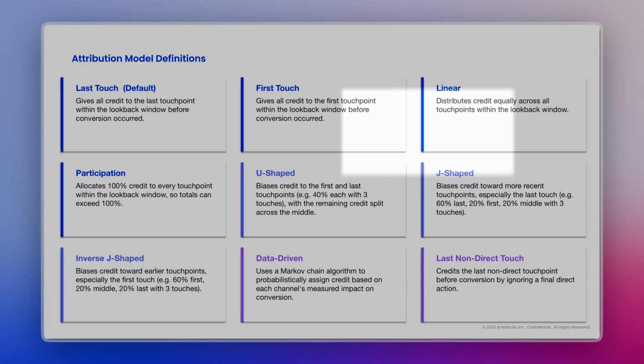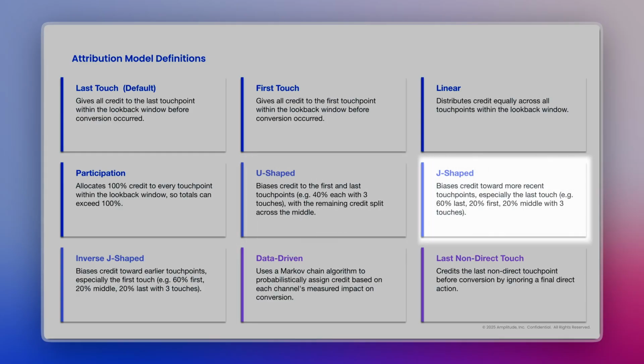Participation allocates 100% of the credit to every touch point within the look back window, so totals can actually exceed 100%. U-shaped will bias the credit to both the first and the last touch point. So for example, if there are 3 touch points, the first and the last will each receive 40%, with the remaining credit split across the middle, in that example, 20% to that middle touch point.